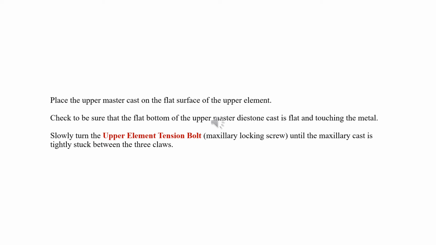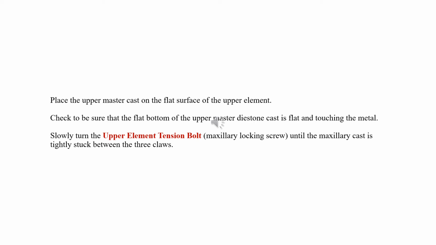Now, the next thing is to tighten or slowly turn the upper element tension bolt. All right, I call it the maxillary locking screw. It moves in the middle. It's the claw that moves, and it locks the upper maxillary cast into place. So slowly turn the upper element tension bolt until the maxillary cast is tightly stuck without movement between the three claws on that upper element, right?